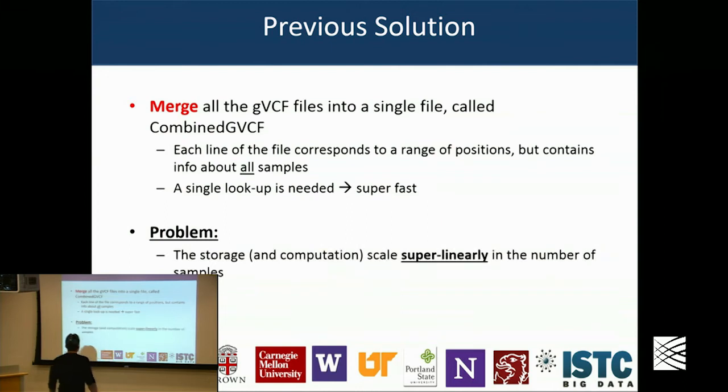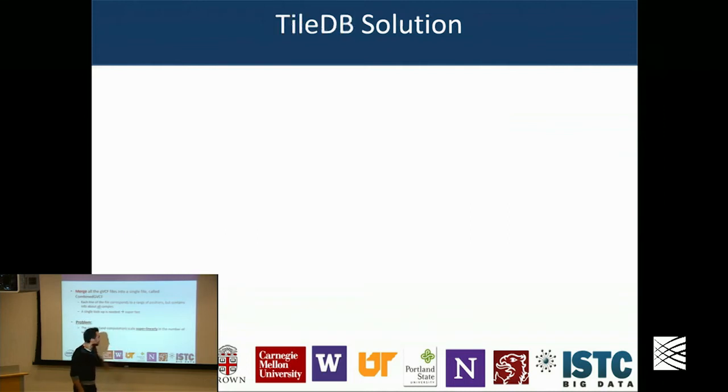The problem is that the storage and computation scales super linearly in the number of samples when you merge. When you merge, you don't get the union or the sum of the sizes. You get something that is super linear. With whole exomes, this is aggravated. This is even worse for exomes. All right, so this does not scale very well.